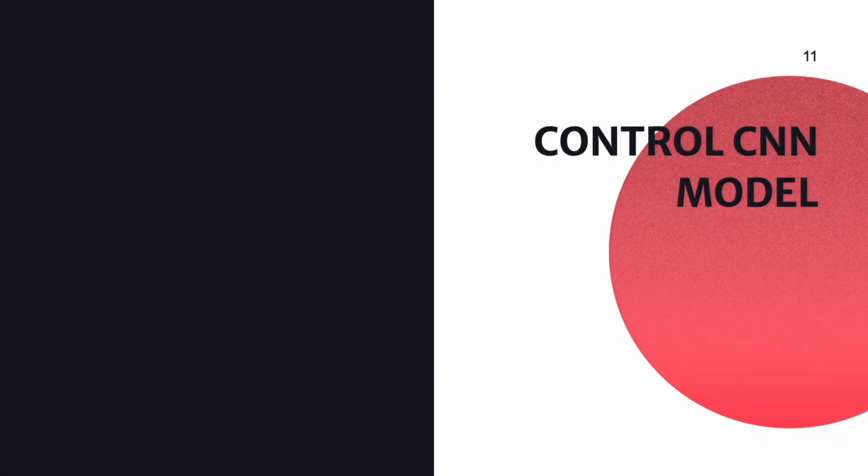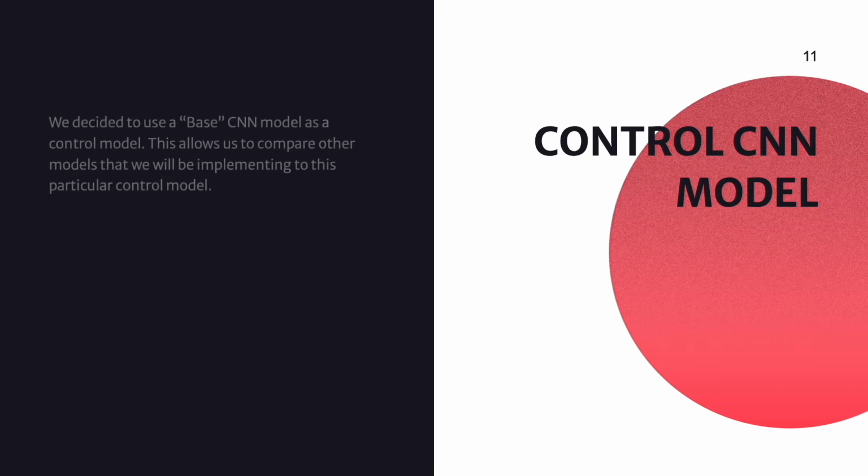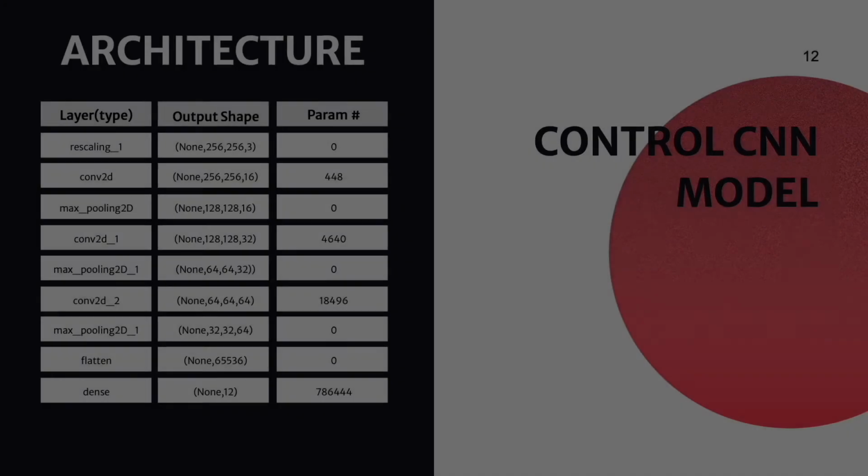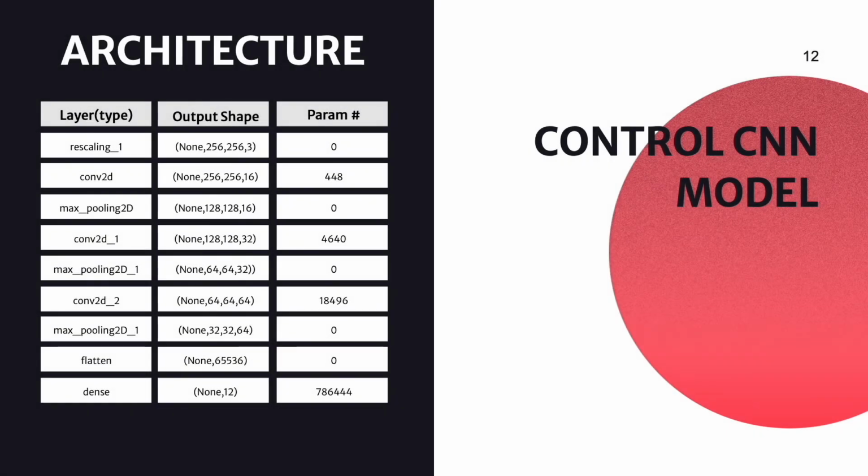For the control CNN model, we decided to use it as a base, as the control. This will allow us to compare the other models that we will be implementing to this model. We first start off by rescaling the image's shape in the input layer, followed by a sequence of convolutional layers with max pooling, and finally, an output dense layer of 12 neurons with softmax activation function. Here is the architecture of the control CNN model.